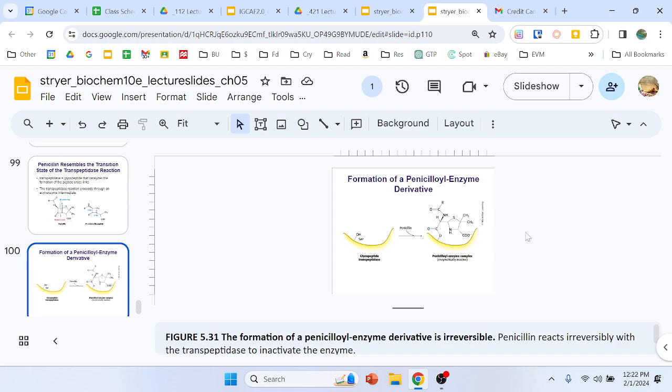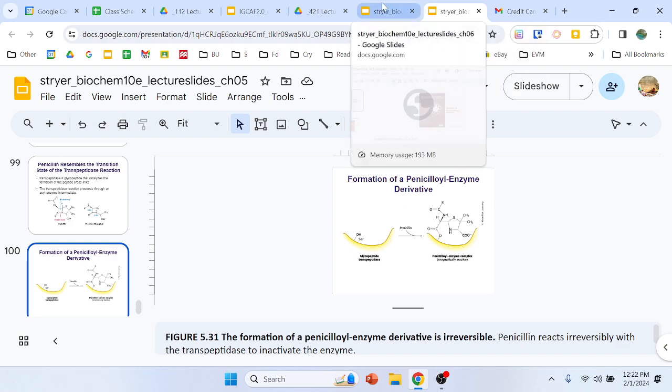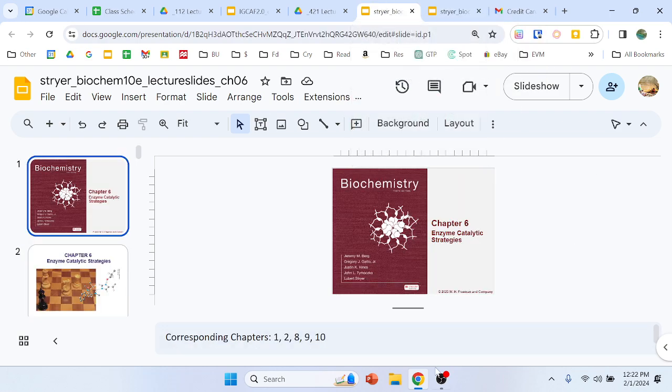Which, by the way, is why you can have a minimum amount of penicillin you need, because you need to actually knock out all the enzymes, right? If you don't knock out the enzymes, it could still go forward, okay? And it can make new enzymes, so you actually have to keep at it.